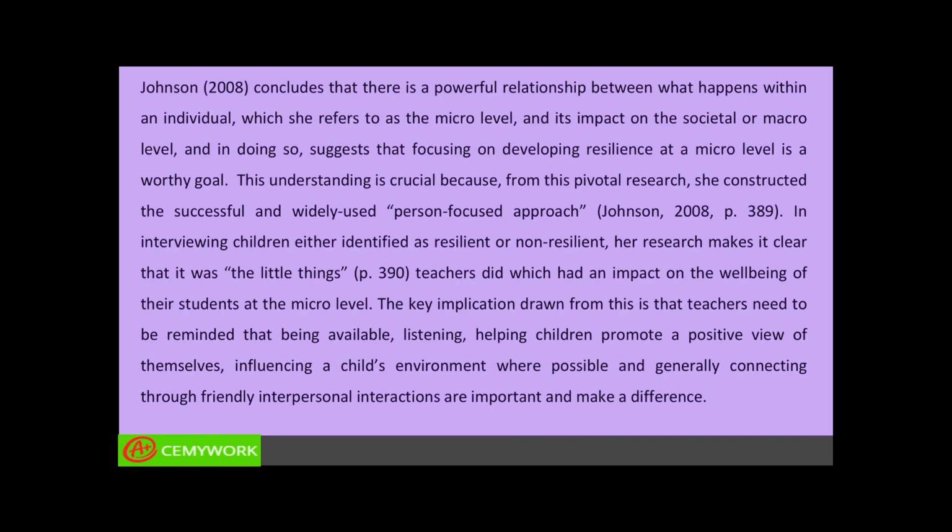Let's look at the same paragraph again, with some key differences. Take 30 seconds to a minute to look at the paragraph and look at the language and see what's going on here. Let's have a look at this. Now, we'll highlight some of the language which looks at the interpreting and connecting and you getting a voice. She suggests that. This understanding is crucial because, and we also have some positive critique going on here. It can be single words like pivotal, or it might be things like successful and widely used. Her research makes it clear, a key implication drawn from this.